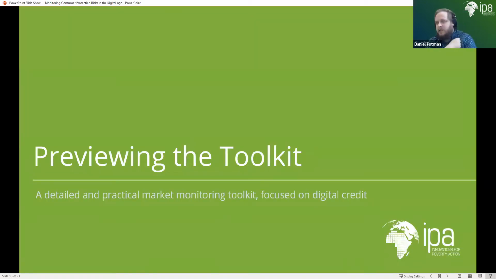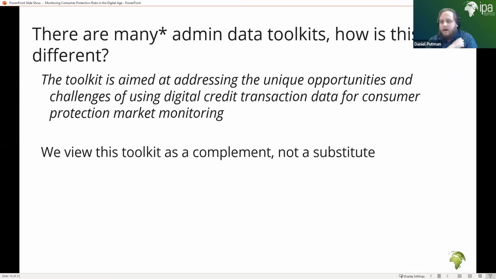And so just to wrap up by previewing the toolkit. There's a lot of admin data toolkits that are out there. The first question that you might have is, okay, what will this add, right? And so this toolkit is aimed at addressing the unique opportunities and challenges of using digital credit transaction data for consumer protection market monitoring. I would say that if you're doing something adjacent, maybe consumer loans or some other digital financial service, it might still be useful for you.